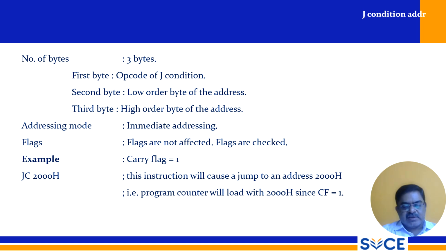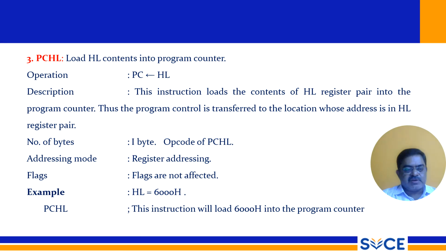Next one is PCHL. It loads the HL contents into the program counter. The HL contents is normally an address, so that will be stored in the program counter. This instruction loads the contents of the HL register pair into the program counter, and thus the program control is transferred to the location whose address is in the HL register pair. It is register addressing mode. Flags are not affected. If HL is equal to 6000H, after execution the program counter will be loaded with 6000H.